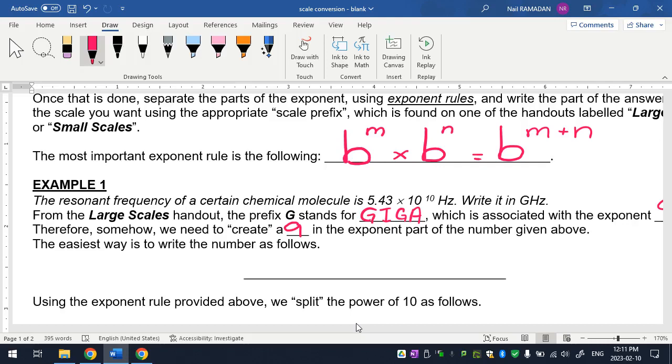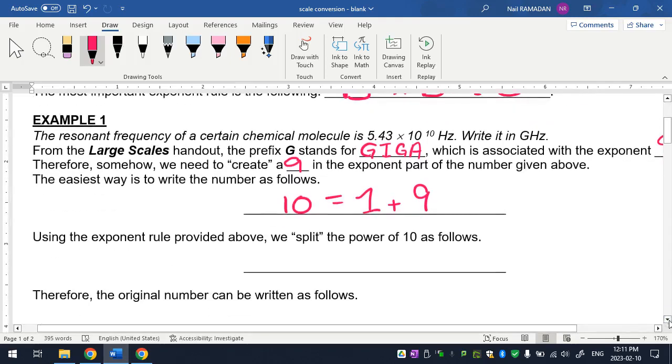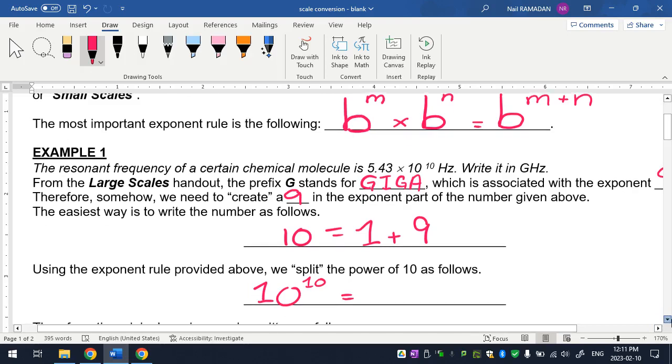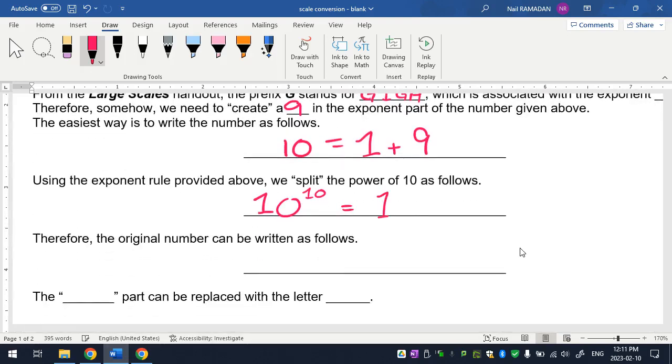Always write the number you want to create at the end. So 10 is equal to 1 plus 9. Using the exponent rules, we can say, according to this one, but in reverse, instead of going this way, I'm going to go this way: 10 to the 10, because that's our power, is equal to 10 to the 1 plus 9.